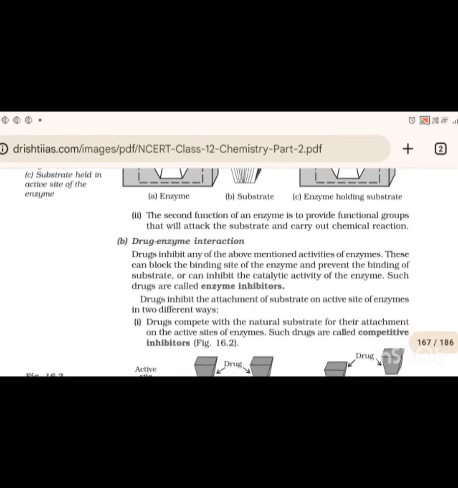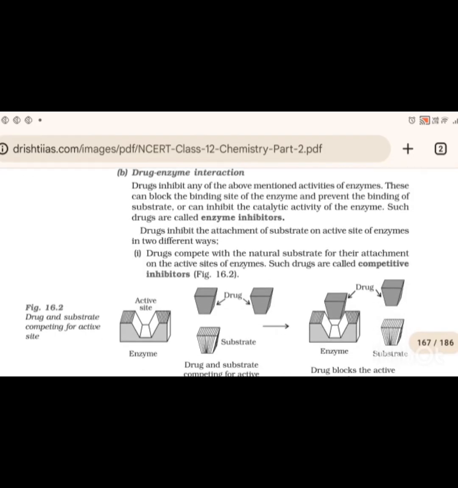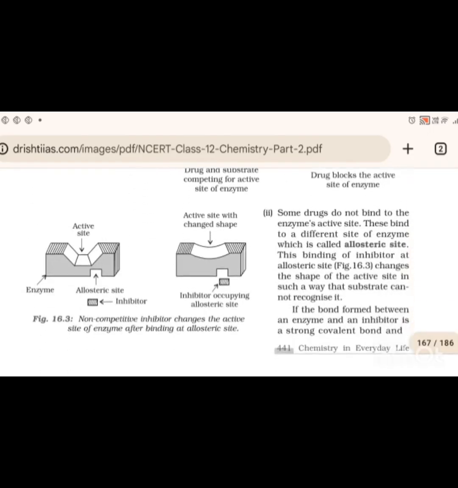Drug-enzyme interaction. Drugs inhibit any of the above mentioned activities of enzymes. These can block the binding sites of the enzyme and prevent the binding of substrate, or can inhibit the catalytic activity of the enzyme. Such drugs are called enzyme inhibitors. Drugs inhibit the attachment of substrate on the active site of enzymes in two different ways. Drugs compete with the natural substrate for their attachment on the active sites of the enzymes.